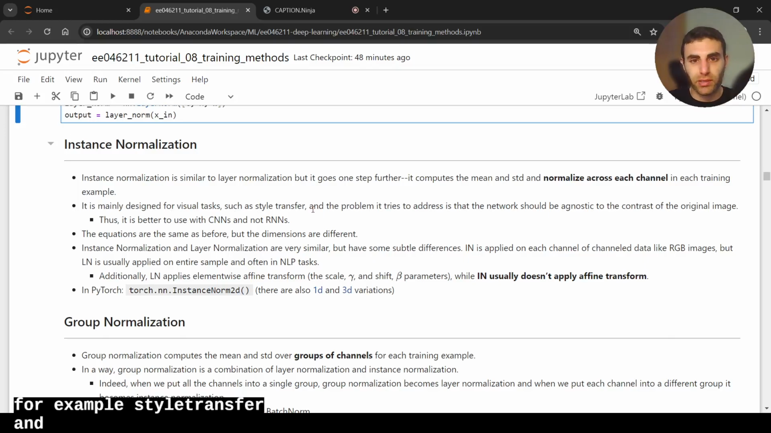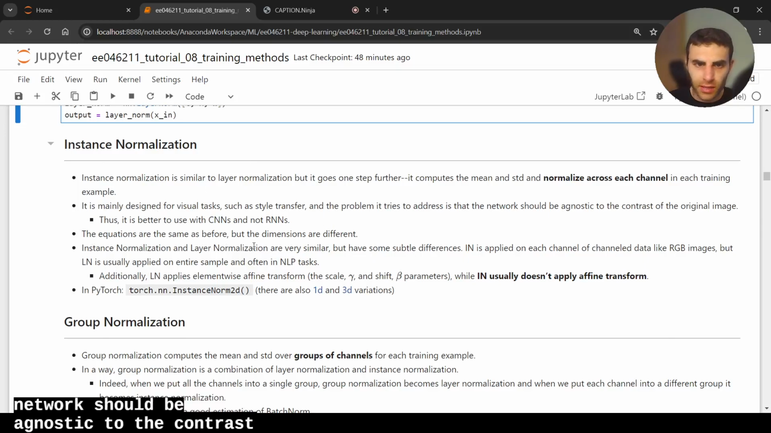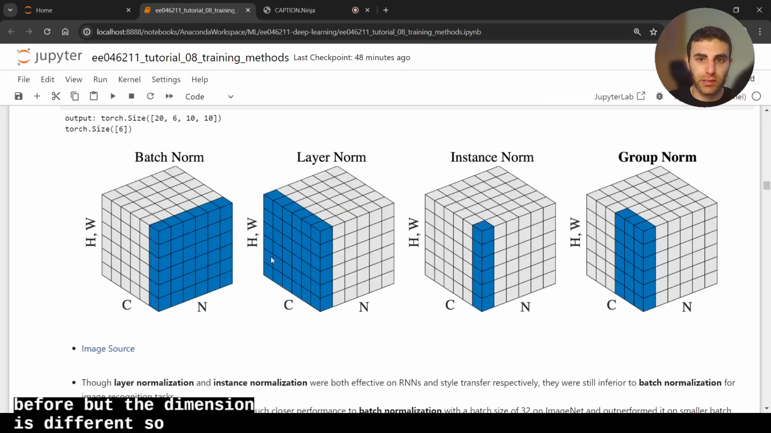And the problem it tries to address is that the network should be agnostic to the contrast of the original image, and it's better utilized in CNNs rather than RNNs. The equations are the same as before, but the dimension is different. So let's take a look at instance normalization.